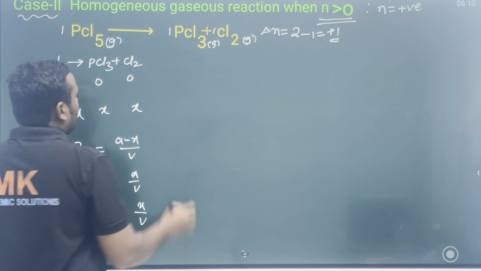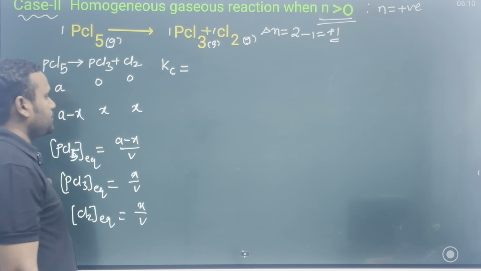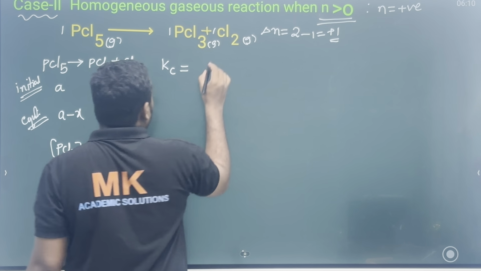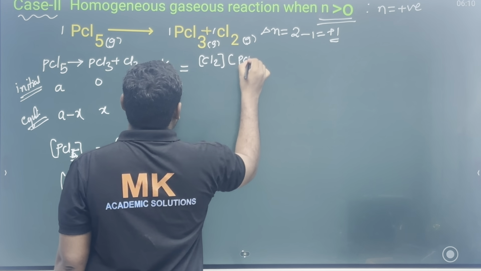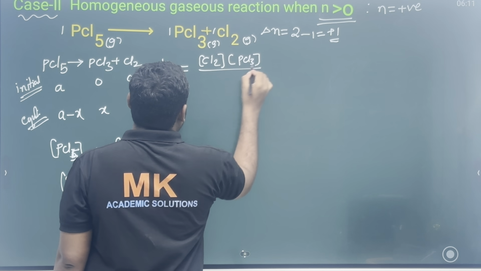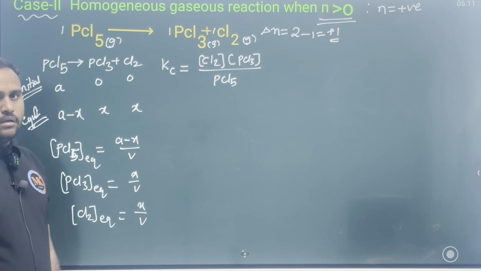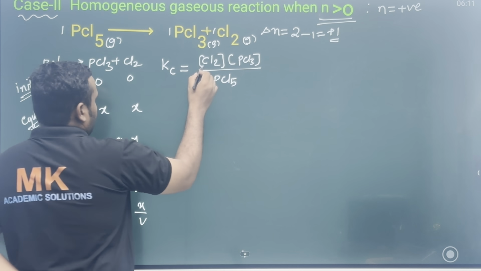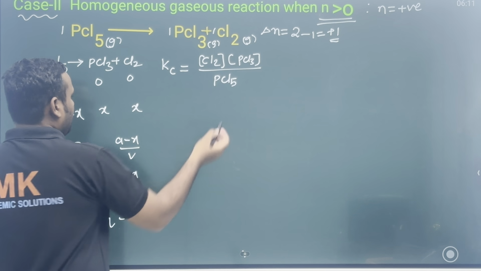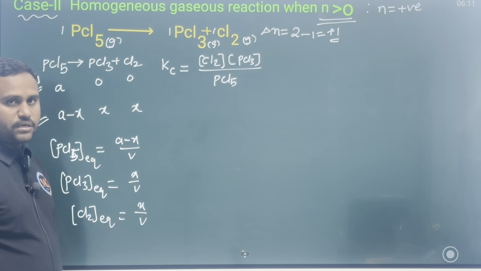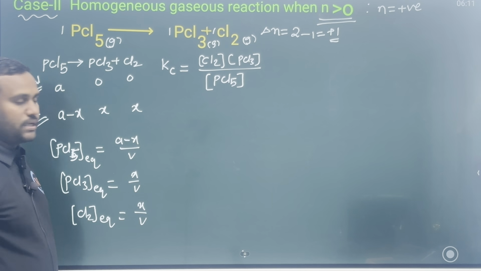So now let us write the Kc expression for this. What is the Kc expression for this? Kc is equal to Cl2 and PCl3 by PCl5. Okay, this is the Kc expression. So it is the product of concentration of products raised to their power stoichiometric coefficient by product of concentration of reactants raised to their power stoichiometric coefficients. Okay, so this is the Kc expression.